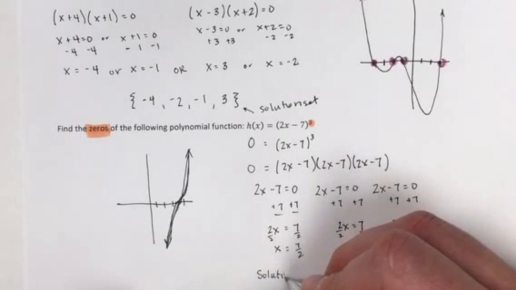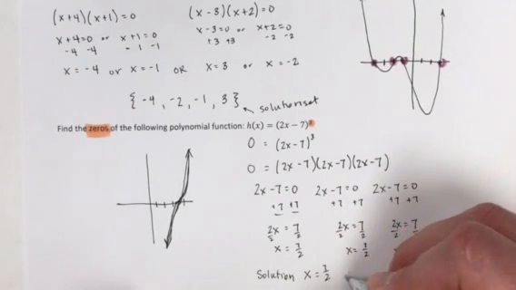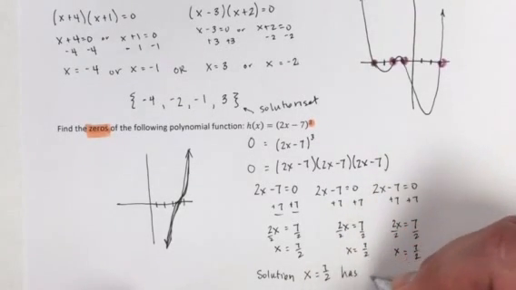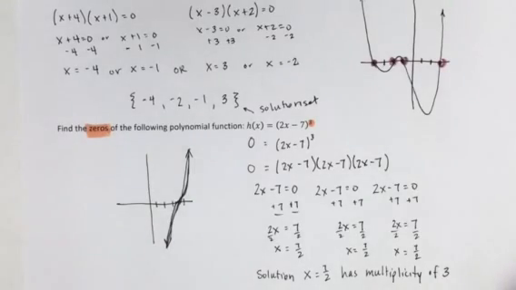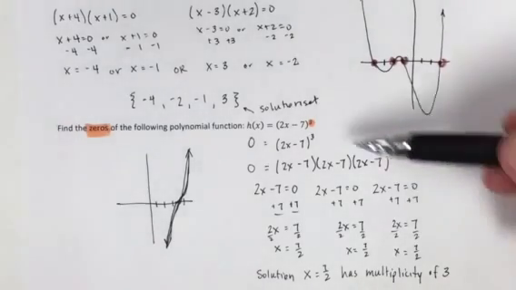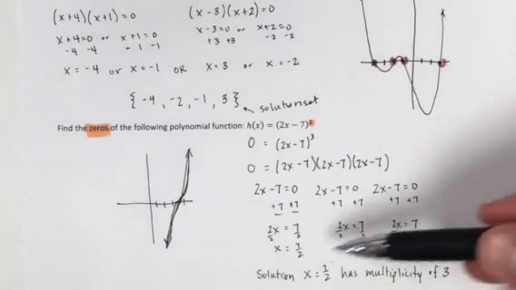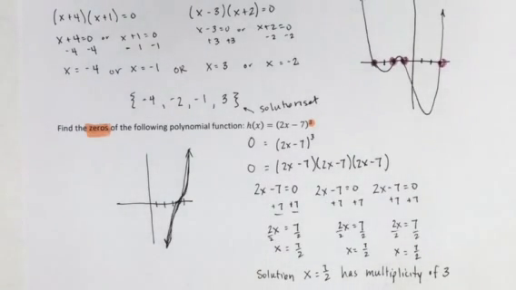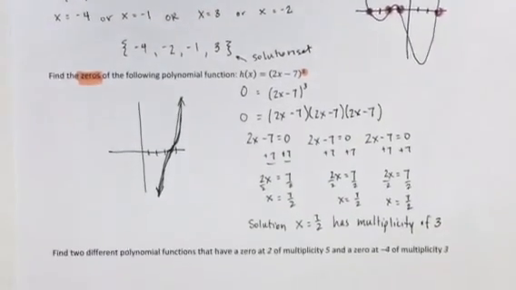So what we would say is the solution x equals 7/2 has multiplicity of 3. And that indicates to the reader that you are solving the equation and getting the same answer 3 different times. And we can expand on that. Again, with the graph, it becomes really nice.